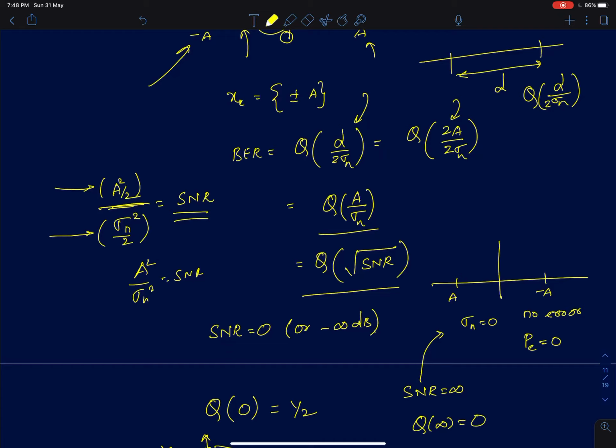I'm sure, if there is a mistake, you can point it out, but it's okay. The more important point is to understand that it is q of root of SNR. That's the most important point to understand here. So we will just look at this result and try to see what it intuitively means.